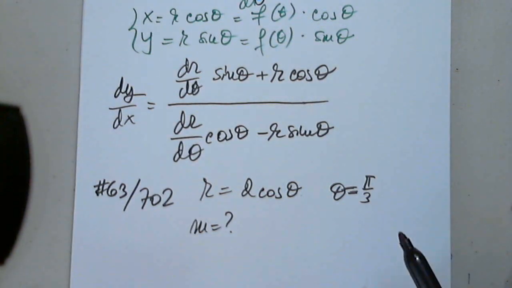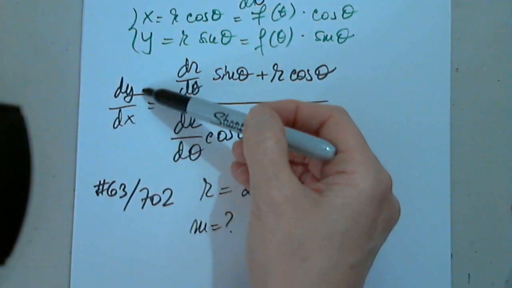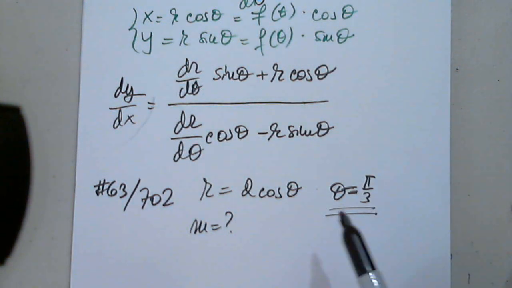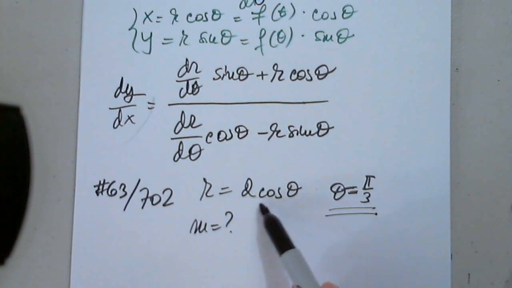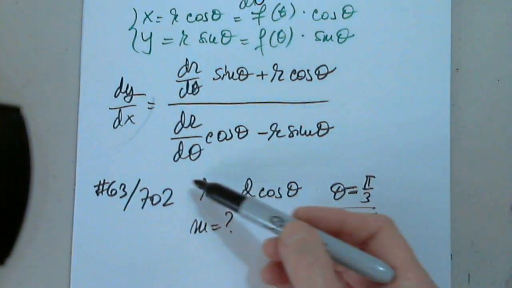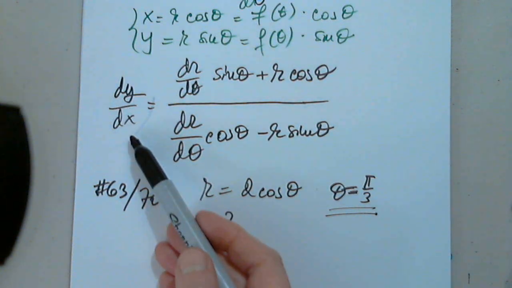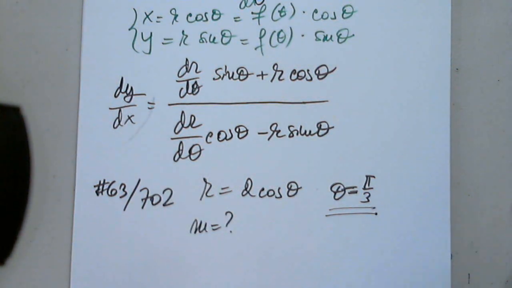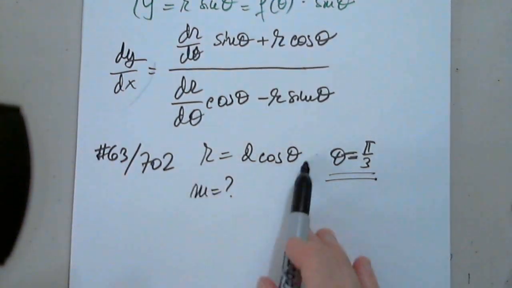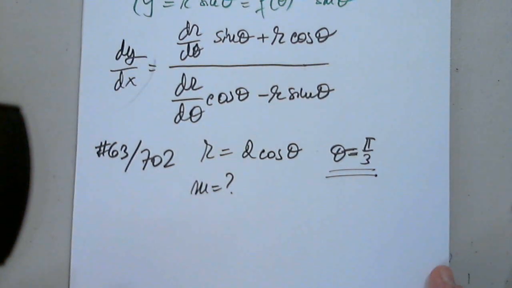Okay, so basically all we have to determine is this and plug in pi over 3 for the given polar curve r equals 2 cosine theta. All we have to do is determine this expression of dy over dx and plug in pi over 3, and that will be the slope of the tangent line to the graph when theta equals pi over 3.